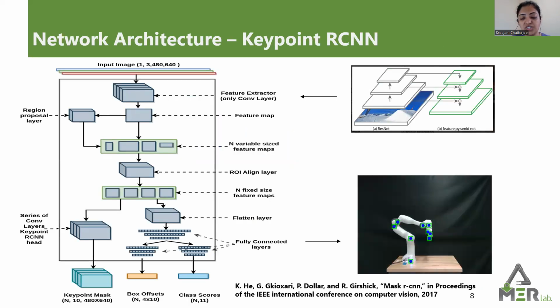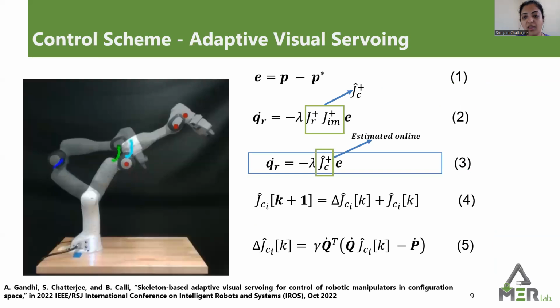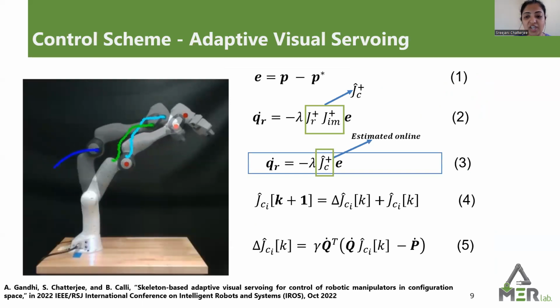We customized Torchvision's Keypoint R-CNN with a ResNet-50 FPN network and trained it on the collected data. The inferred key points along the robot's body are then used to define the image error between the current and desired robot configuration, as shown in equation 1.